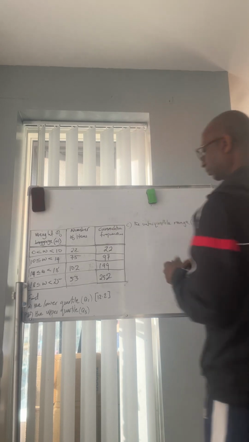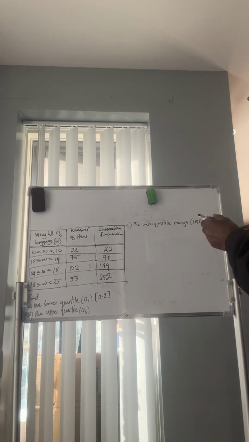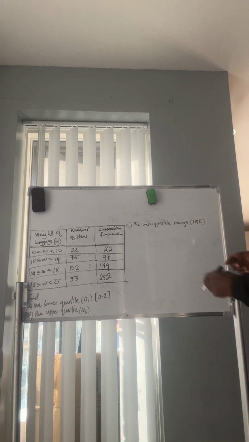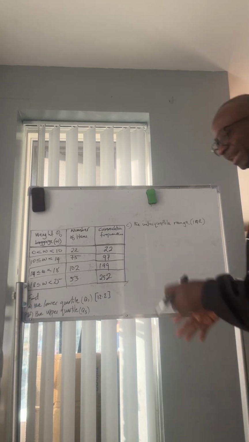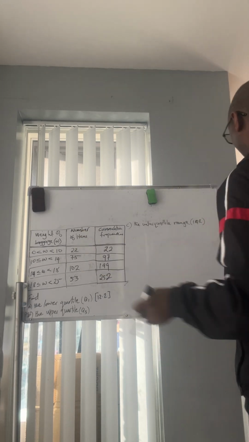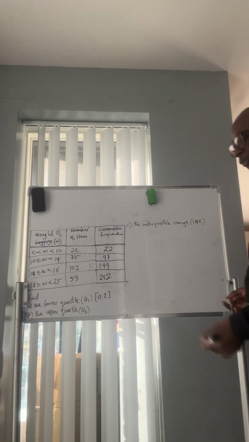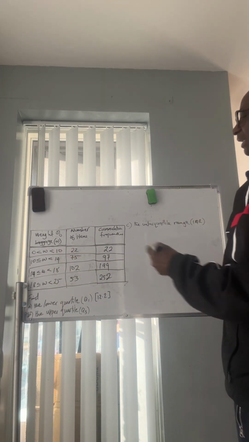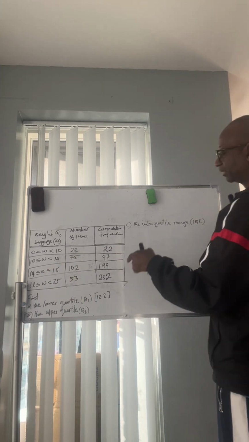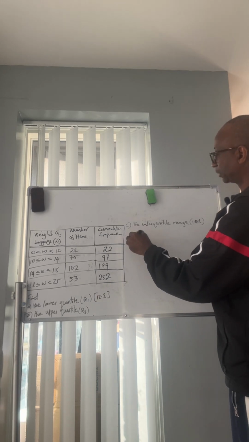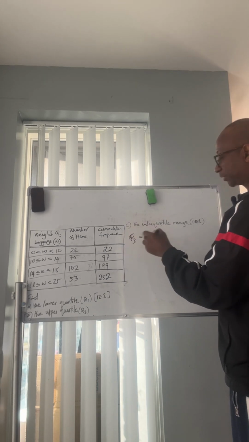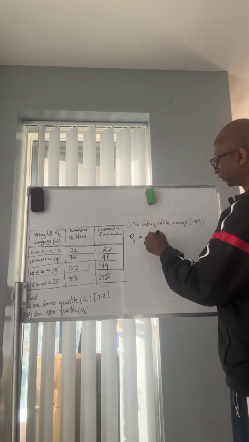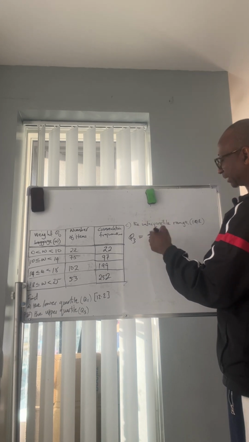So now let's find the upper quartile range, which is Q3. They hardly ask you to find Q2 because Q2 is the median, that is half of the data set. Everybody knows how to divide by 2. So mostly they're interested in the lower quartile, upper quartile, and then the interquartile range. I know Q3 is 3/4 of the data set, which is 75% of the data set.